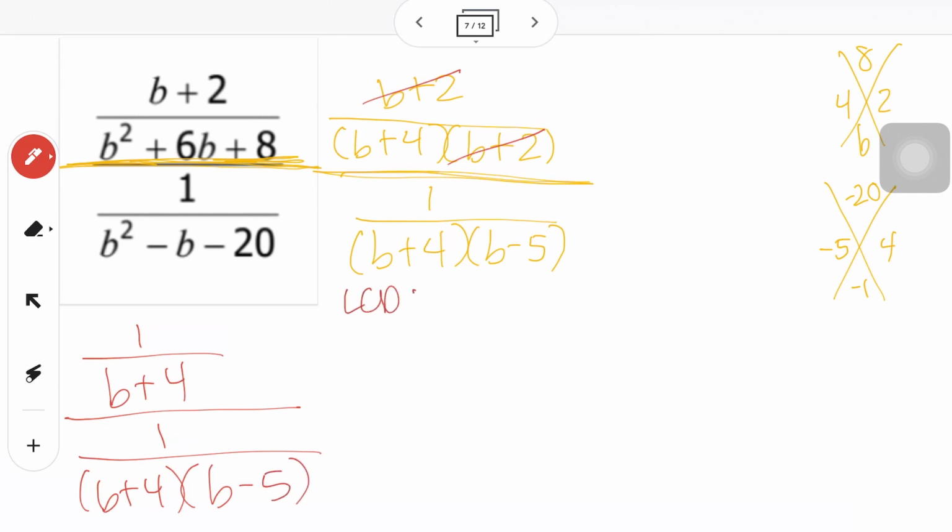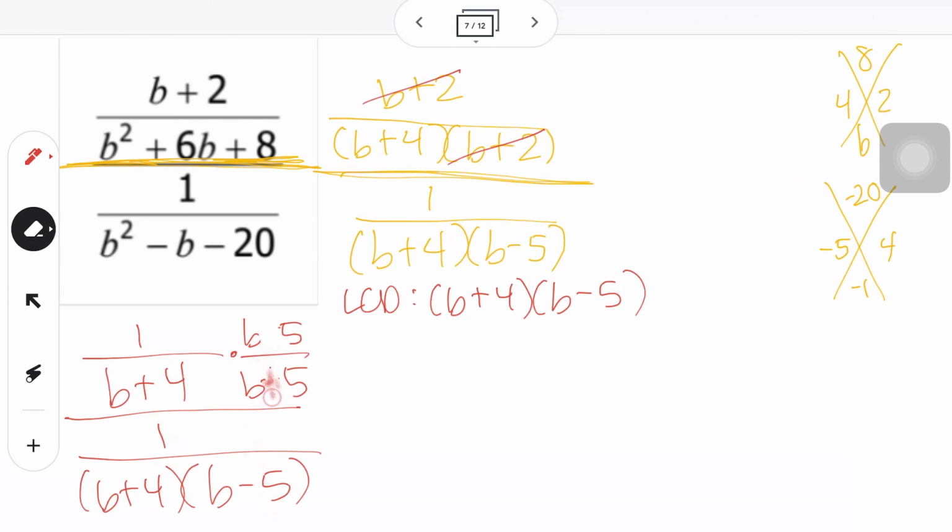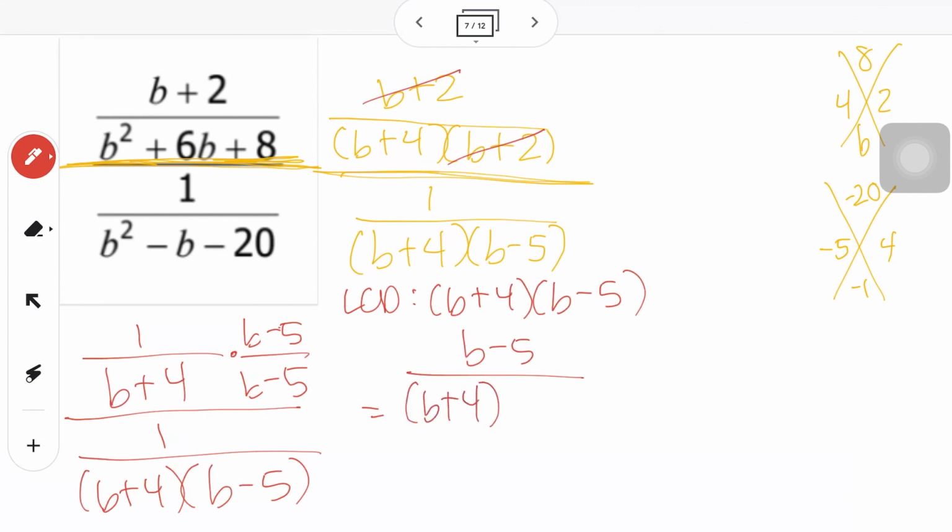then we can find our LCD. Canceling it out made it a little bit easier for us because our LCD is just going to be the b plus 4 times b minus 5. We don't have to factor in that b plus 2. So in my numerator, I need to multiply this by b minus 5 over b minus 5. And so on top, I'm going to have b minus 5 over b plus 4, b minus 5. On bottom, I didn't have to change it at all, so my fraction stayed the same.